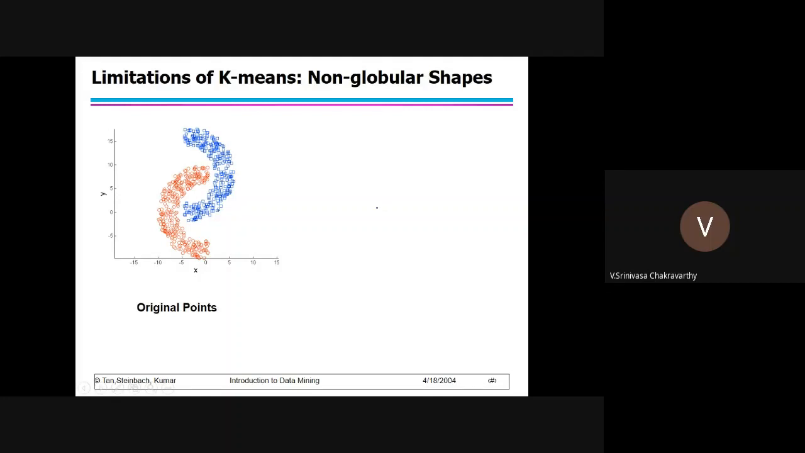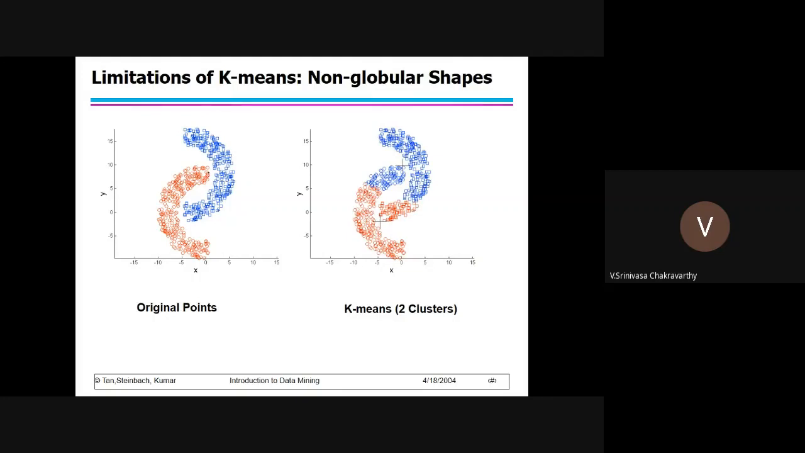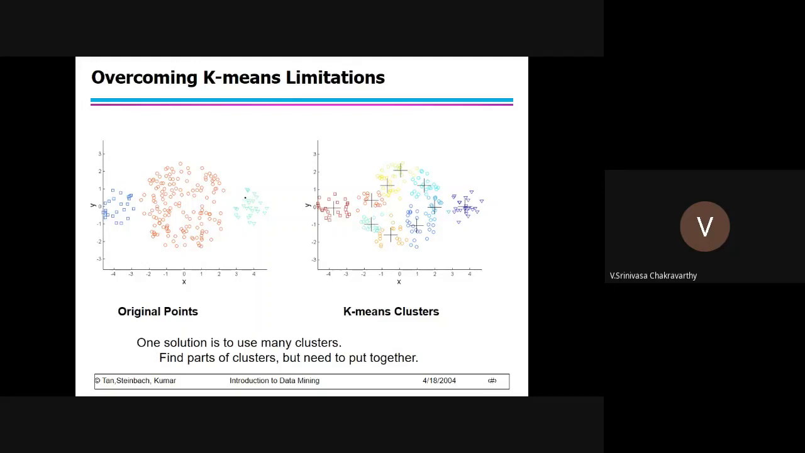Another problem is it cannot capture non-globular shapes, because that's the nature of prototype-based clustering. In this case, the clusters are present, but they're not spherical. Each cluster is non-convex, right? So if you cluster them into two clusters, it put the upper part of this one and the upper part of this one together into one cluster, and the lower part of this and the lower part of this. Which is expected, that's the nature of k-means. But that's obviously a limitation of k-means, so you need to fix that.